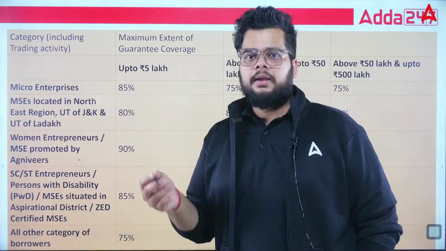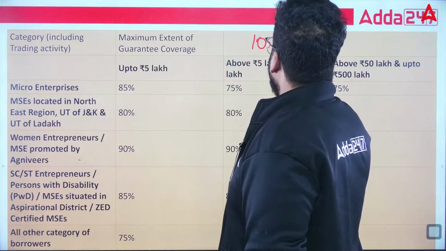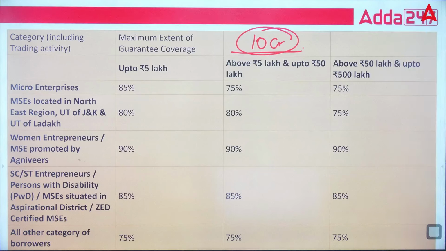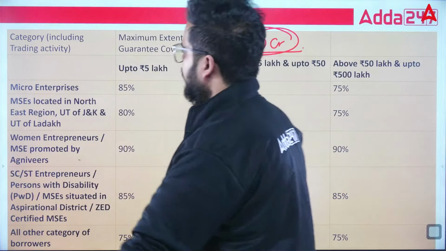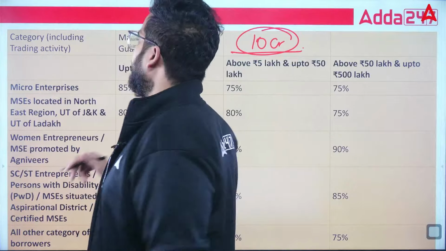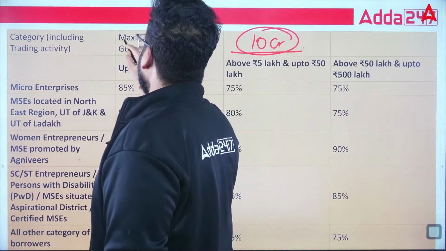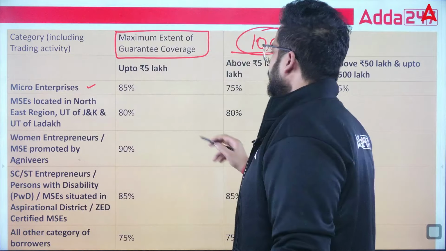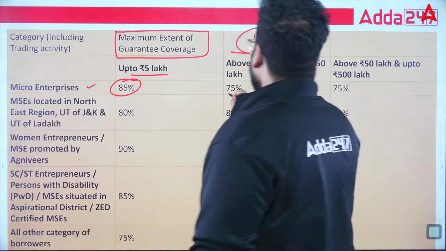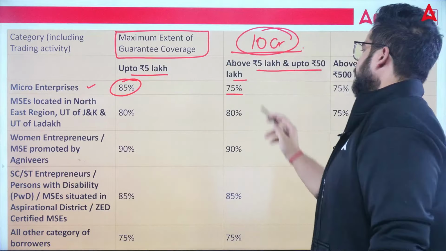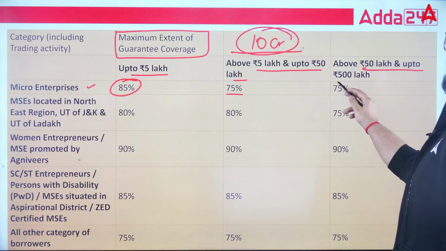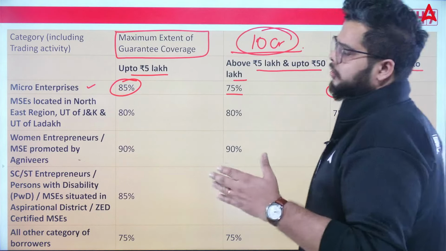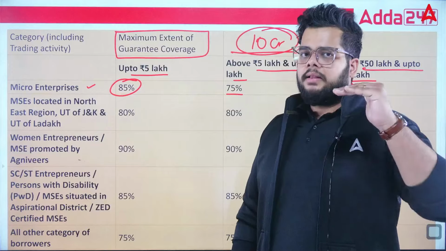So CGTMSE, you all know that the maximum coverage provided, the loans which are there, collateral free loans up to 10 crore will be there under the CGTMSE framework. And when I talk about this particular activity, what will be the maximum extent of guarantee coverage for various categories. So for micro enterprises, it will be 85% up to 5 lakh, 75% above 5 lakh up to 50 lakh, and above 50 lakh to 500 lakh, it will be again 75%. So as the amount of the loan increases, you will see that for the micro enterprises, the guarantee coverage decreases.